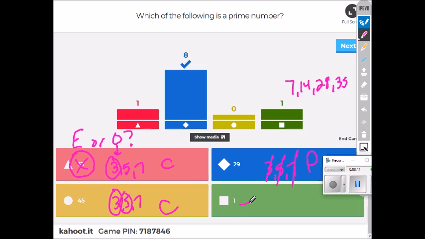Why is 1 not a prime number? Yeah, go ahead. Because it's neither. It is neither, but what makes it neither? Why is it not prime, Katie? It only has 1 factor. How many does it have to be a prime number? 2. Composites are 3 or more.